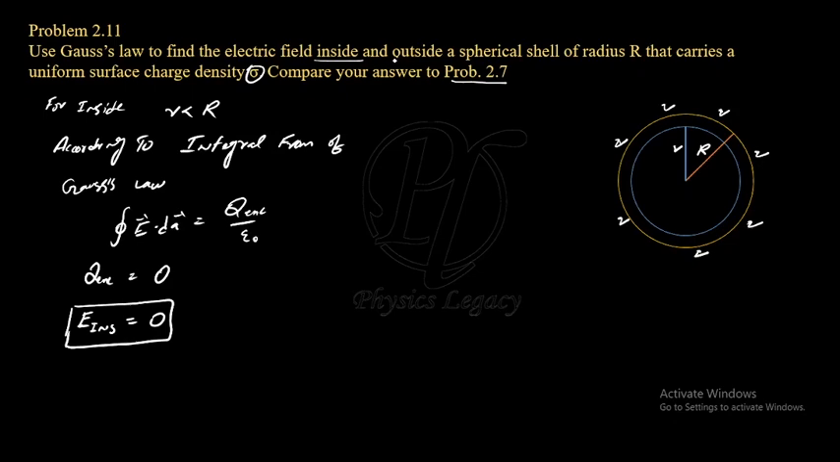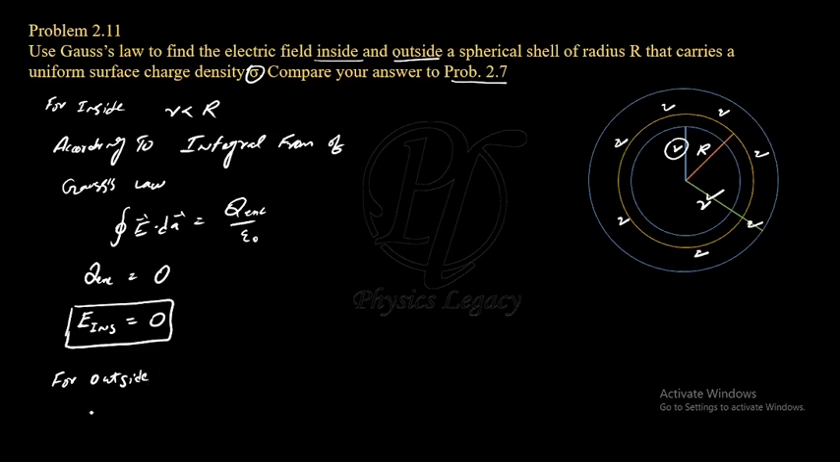Now we have to find the E field outside this spherical shell. So to find the E field outside, we imagine a Gaussian surface in the form of a concentric sphere having radius represented by small r. Here forget this radius and just remember this radius. So for outside, small r is greater than capital R. To find the E field outside this spherical shell, we again use the integral form of Gauss's law, that is, closed integral E dot dA is equal to Q enclosed over epsilon naught.